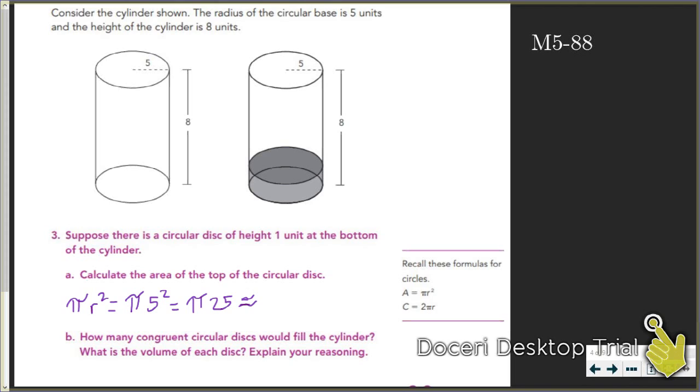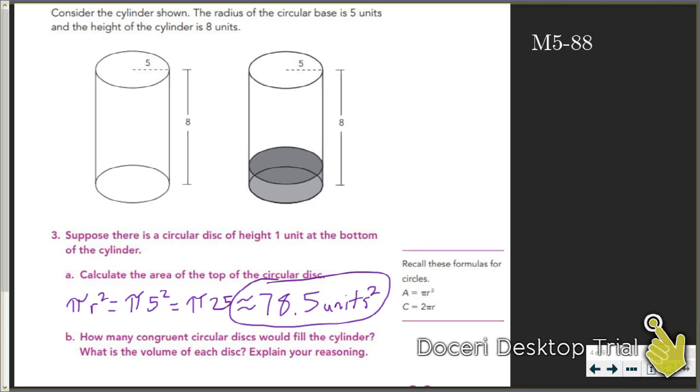So let me change those to the squiggly equals, which means approximately. So that means approximately 78.5 units squared. Okay, they didn't give us units. They didn't give us inches or feet or anything like that. So we just leave it as units squared. But we still want to have that label, and it's squared because we're talking about area. Okay. Now, B says, how many of those discs could we fit into the cylinder?